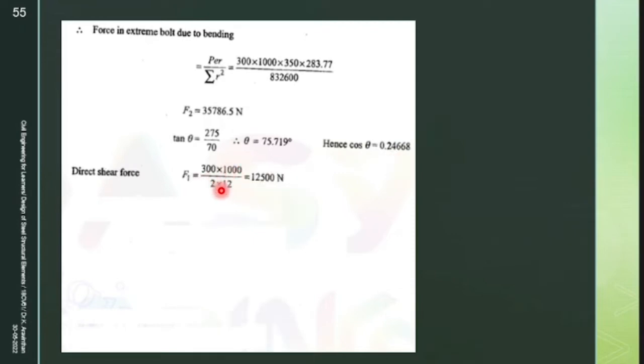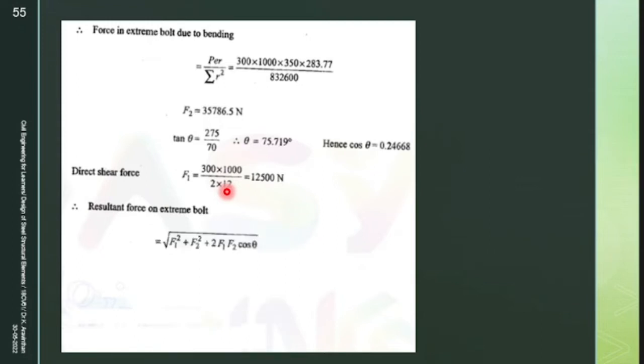Now you have to substitute F1 and F2 in your equation. So for that you need cos theta. Cos theta is what? Adjacent by hypotenuse. So adjacent is 70 and hypotenuse is 275. You divide that, you will be getting cos theta as 0.24. Now for direct shear force, force divided by number of bolts. How many bolts are here? 12 into 2, which is 24 bolts, and 300 into 1000, which is your force. Now F1 will be 12,500 Newton, and you can find the resultant force of the extreme bolt.